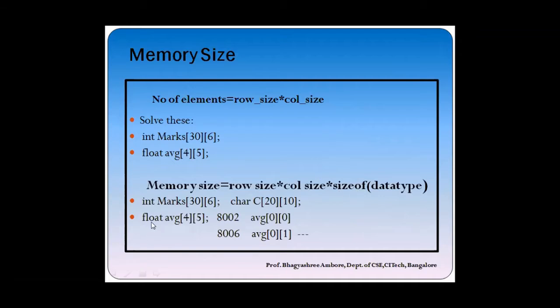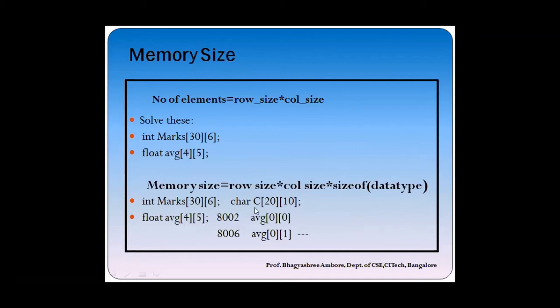We'll take a float average of 4 rows, 5 columns. Row size is 4, column size is 5, into size of data type float, which is 4. So 4 into 5 is 20, 20 into 4 is 80. So it takes around 80 bytes of memory.